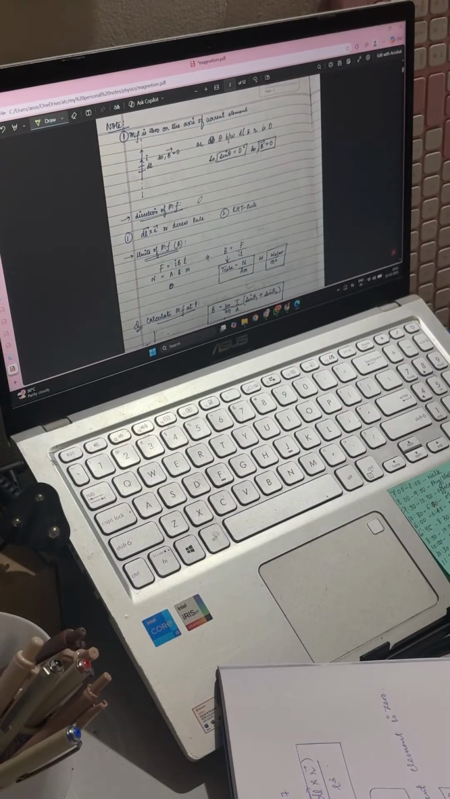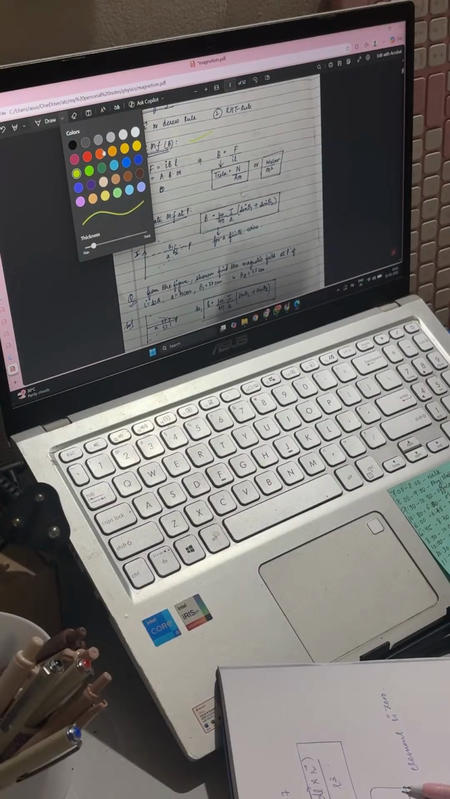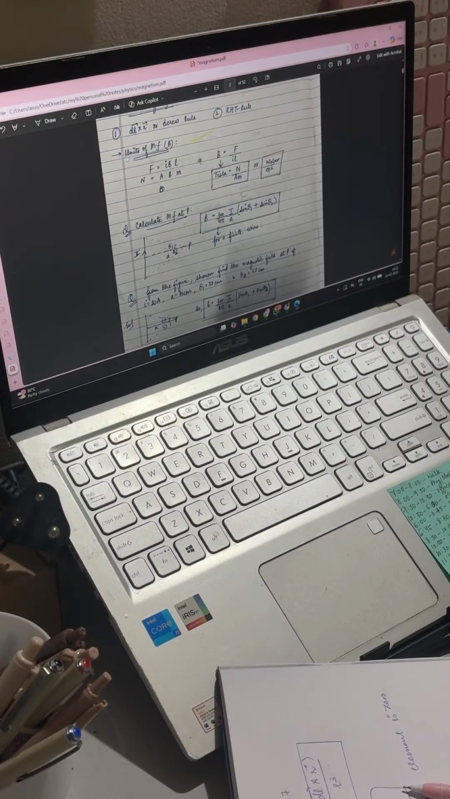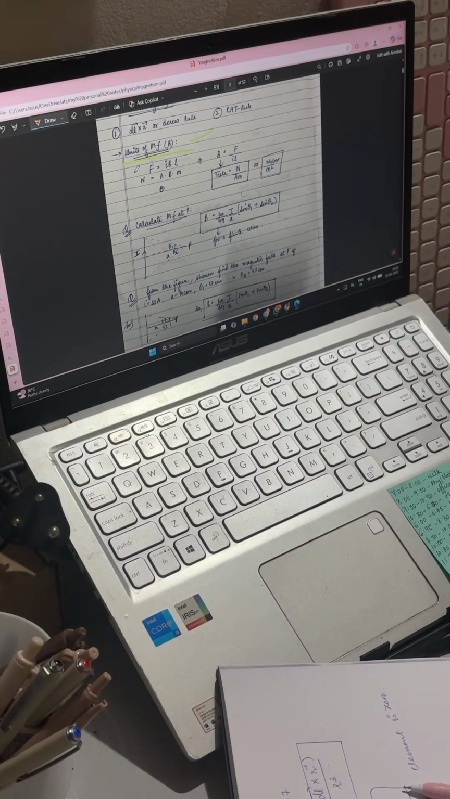Then the direction is what we have already discussed with the right hand thumb rule. You can apply it and you'll get it. Then we have units of magnetic field.